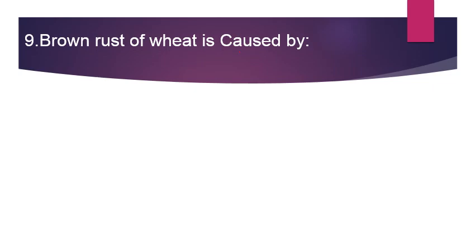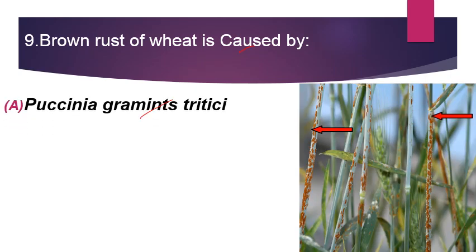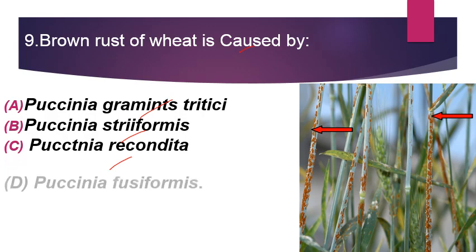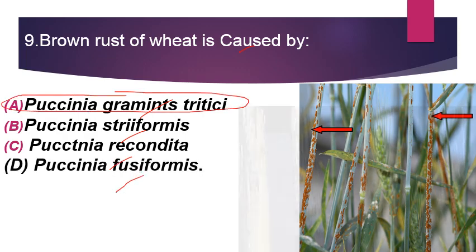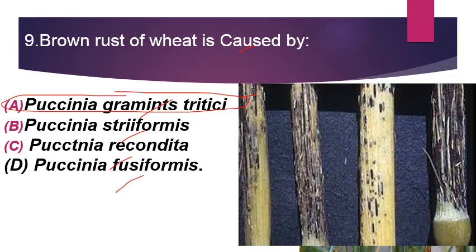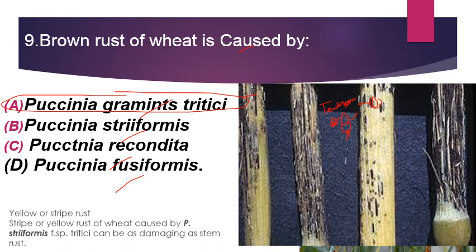Next question is brown rust of wheat is caused by. Our options are Puccinia graminis tritici, Puccinia striiformis, Puccinia recondita, Puccinia fusiformis. So जो Puccinia graminis tritici है it causes black stem rust of wheat. जो black stem है ये हमें black appear होता है due to the second stage spore that is known as Teliospores. और Teliospores are the spores which become diploid in the later stages. और ये bicelled spores होते हैं. These are unique bicelled spores जो कि Puccinia graminis tritici के life cycle में बनते हैं.